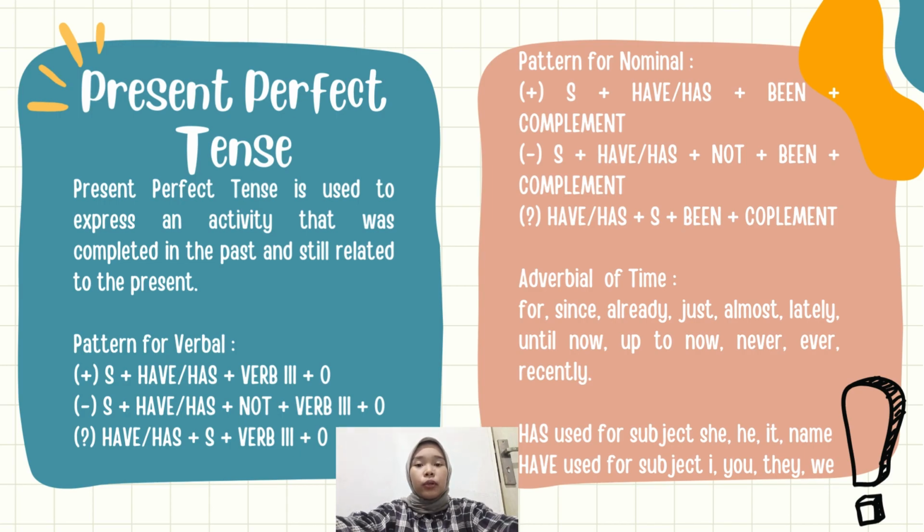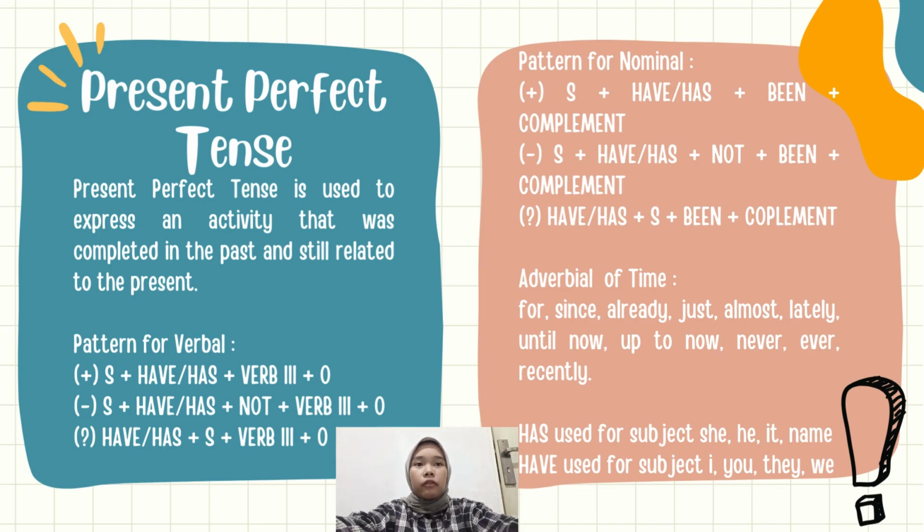Okay, and here I'm going to present to you guys about the present perfect tense grammar. But before that, let me explain first when we can use present perfect tense. Present perfect tense is used to express an activity that was completed in the past and still relates to the present. And then the pattern for verbal. For positive sentence, the pattern is subject plus has or have plus verb 3 plus object. For negative sentence, the pattern is subject plus has or have plus not plus verb 3 plus object. For interrogative sentence, the pattern is has or have plus subject plus verb 3 plus object.